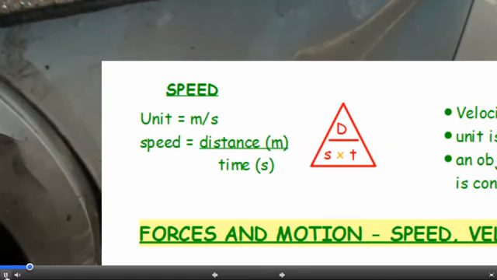Just be careful, don't be caught out by the question. If it gives you different units, then you need to convert it. So there's the triangle, d over s times t. Now, if you're not sure how to remember that, here's a little trick. S and T are next to each other in the alphabet, so S and T are next to each other in the triangle. If you cover up the one you're looking for, then the position of the other two tells you what to carry out. So if you're looking for distance, put your thumb over the D, and then it's S times T, speed times time.